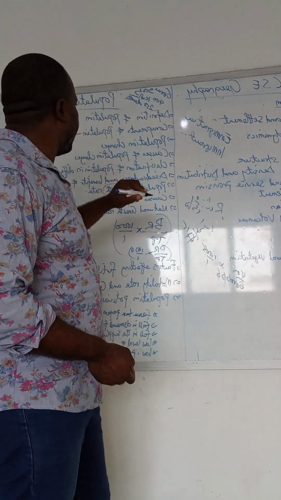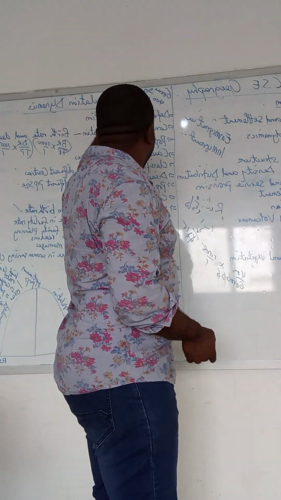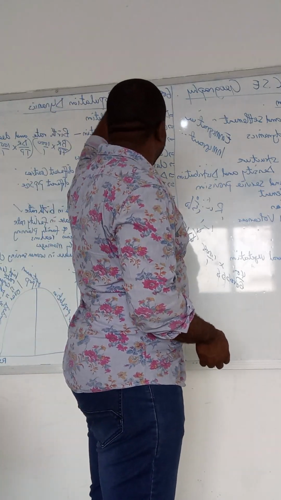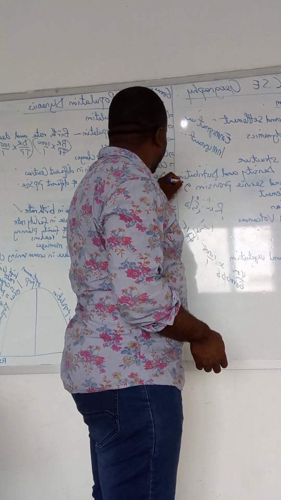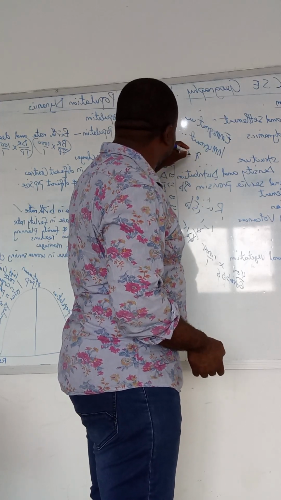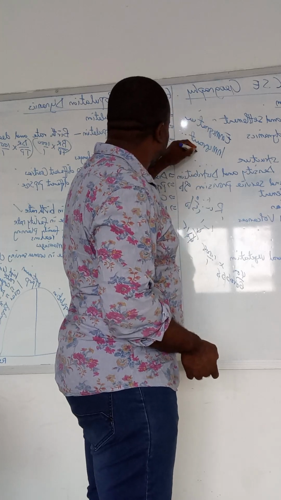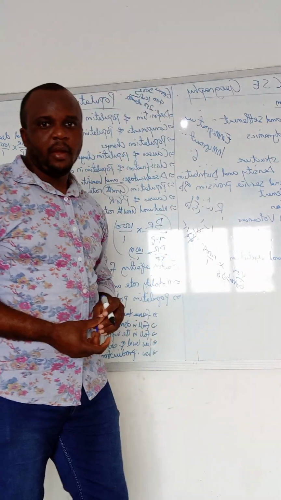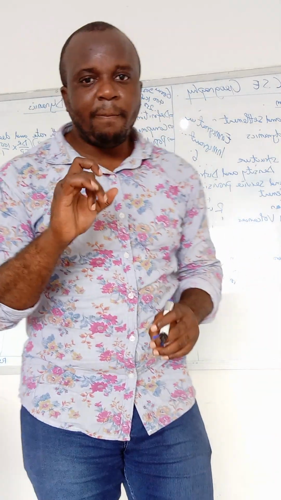Okay? Then, for the death rate, if it is 250, it means it's going to be 9%. So there is a natural increase of 6% for that country. Why? Because the birth rate is more than the death rate.